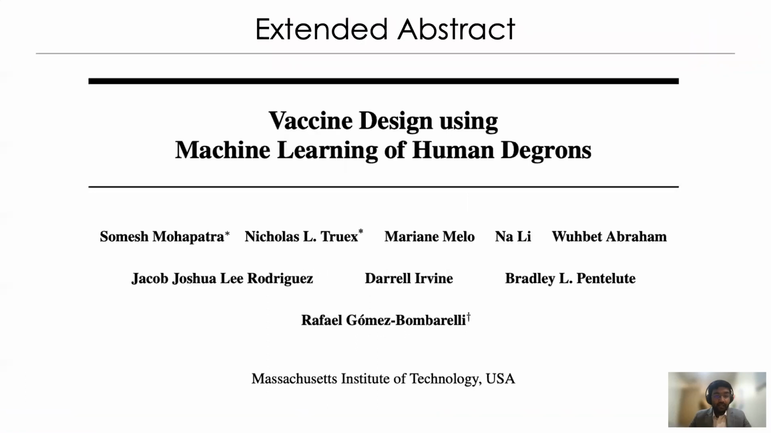This work was done in collaboration with a lot of folks. I have been the lead computational author for this work, but a whole lot of the work has been done with the help of experimentalists, being led by Nicholas L. Truex, who is also the co-first author on this paper. In terms of the labs, we were fortunate enough and grateful to collaborate with Professor Darrell Irvine, Professor Bradley L. Pentelute, and being advised by Rafael Gómez-Bombarelli at MIT.